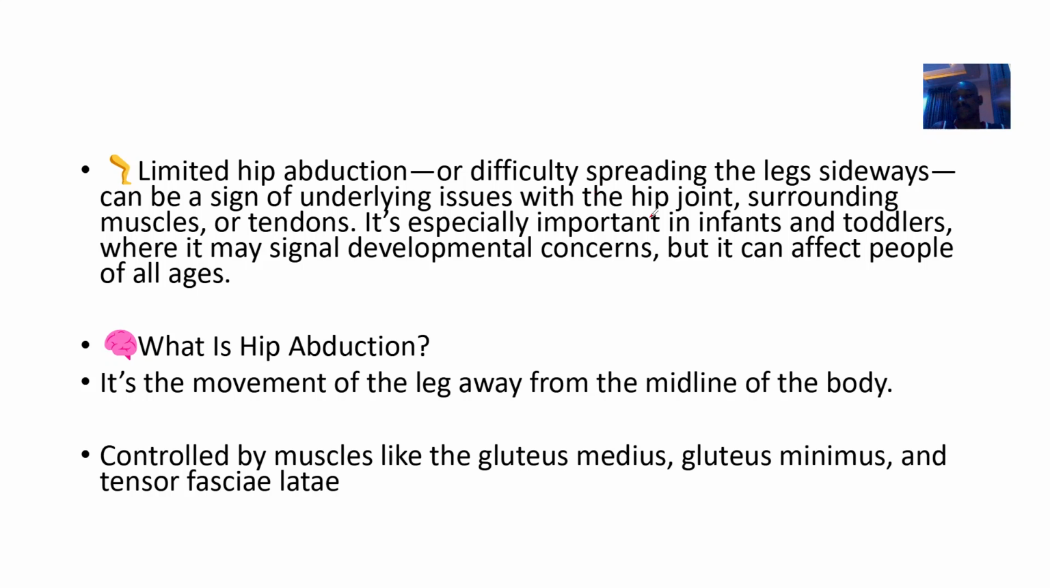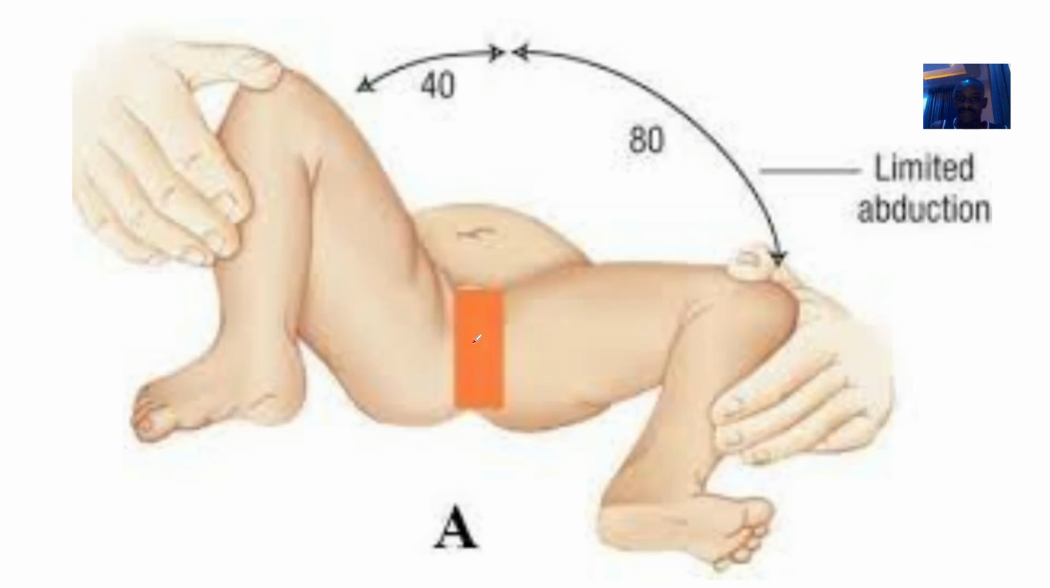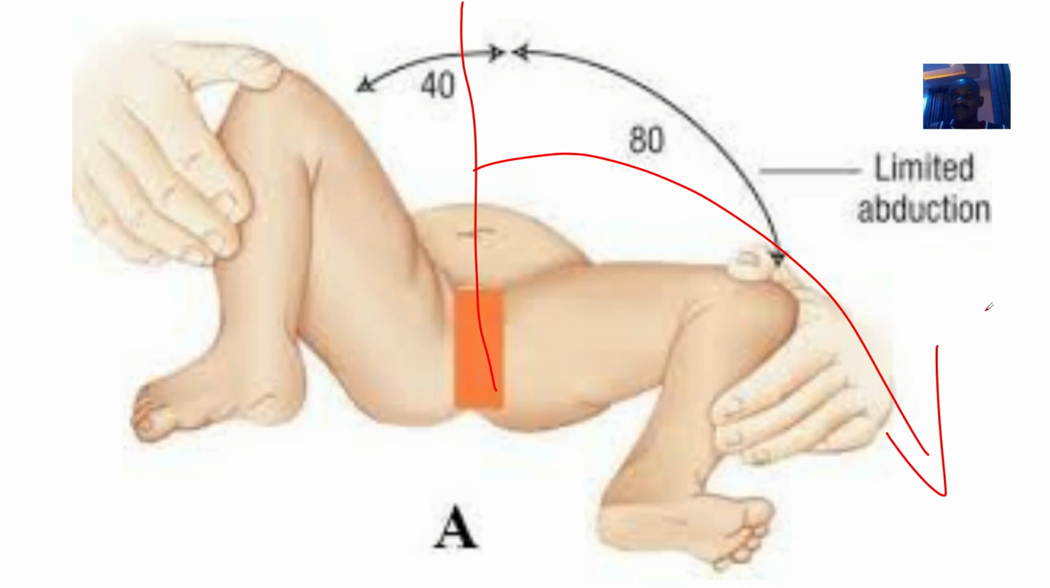You understand? All right, so it could be the hip joints directly affected, it could be the muscles affected, it could be the tendons affected. It's especially important in infants and toddlers, where it signals that there are some developmental concerns. So what is hip abduction? It's a movement of the leg away from the midline of the body. So if this is a midline, if you are moving this leg this way, that's abduction. If I'm moving the leg back, that's adduction, right?